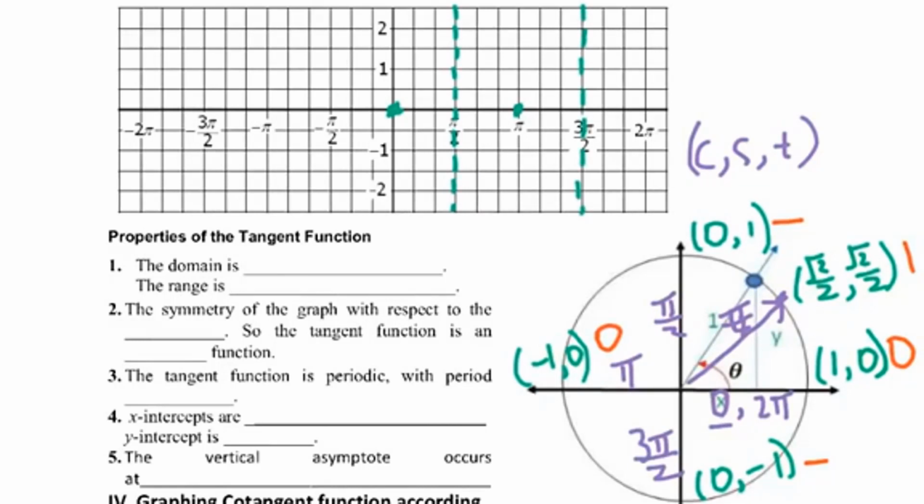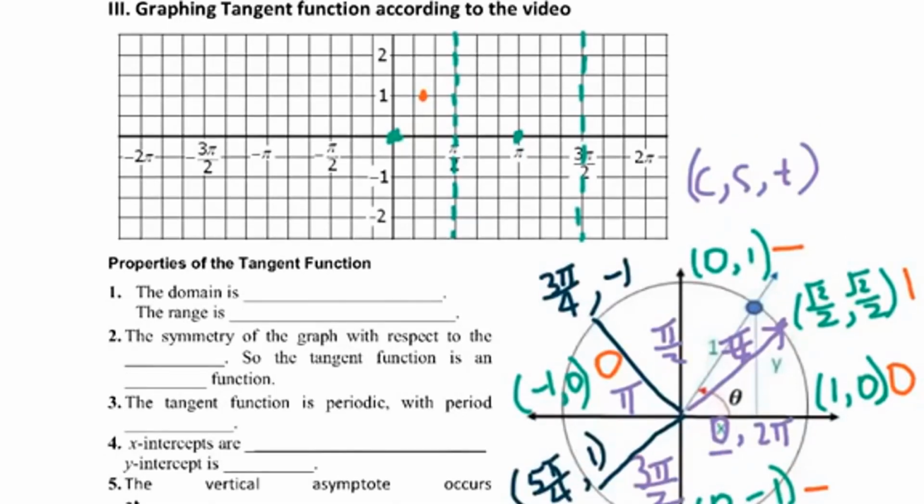Okay, so I add pi over 4. Pi over 4 will be in the middle, its value 1 is over here. And for the second quadrant, it will be 3 pi over 4. Tangent will be -1. For the third quadrant, you have 5 pi over 4, and its tangent is 1. So let me plot these points.